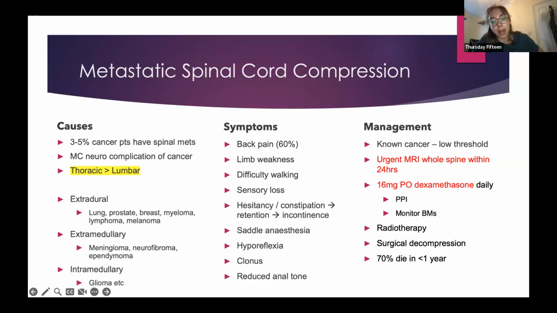In terms of managing confirmed MSCC, you can think about surgery if there's a single area of collapse, if someone's got a good prognosis or performance status. But if someone's been paraplegic for more than 48 hours, it's unlikely, or they've got structural failure of their spine, surgery isn't likely to be indicated. Radiotherapy single fraction is probably more likely the route that you'd go down definitively. It's really, really bad, obviously. 70% of patients who present with MSCC have died within a year. So it's not a great prognosis going forward.